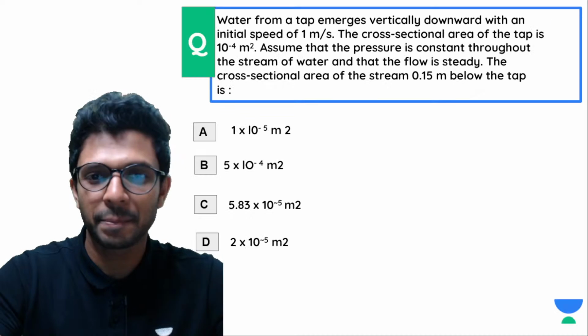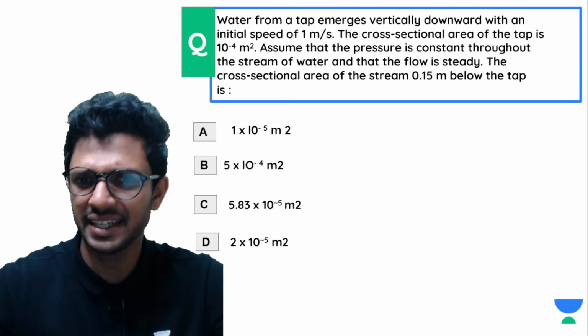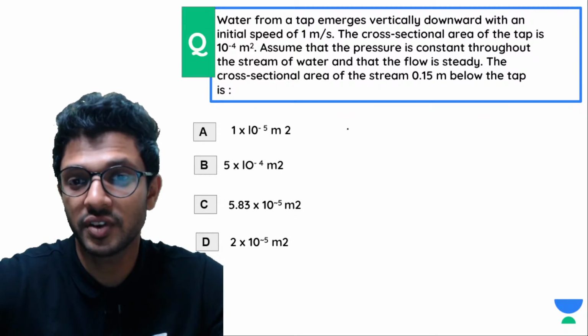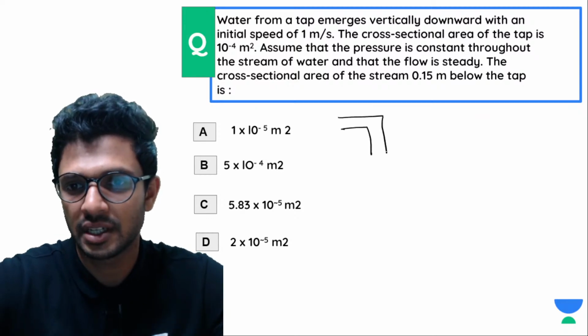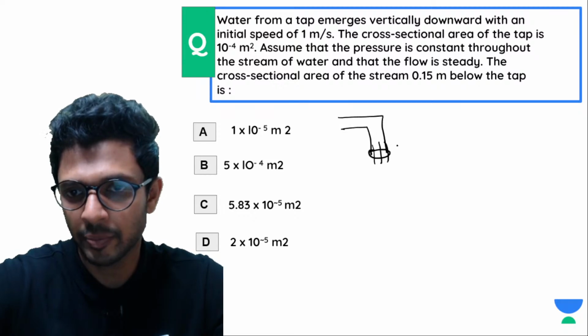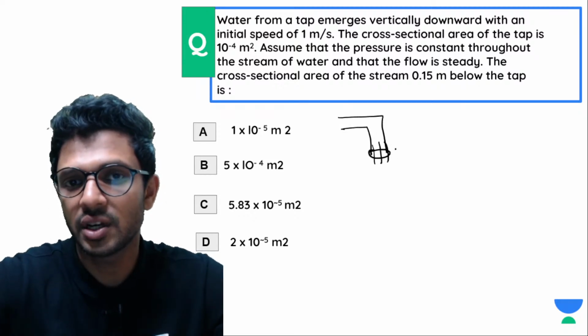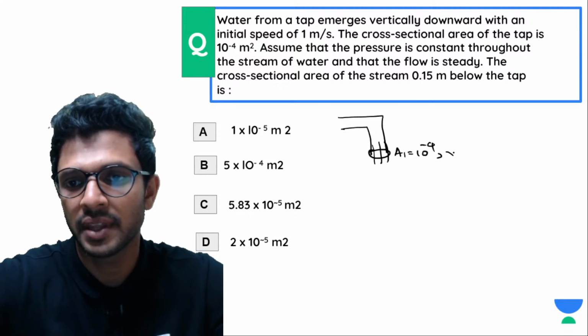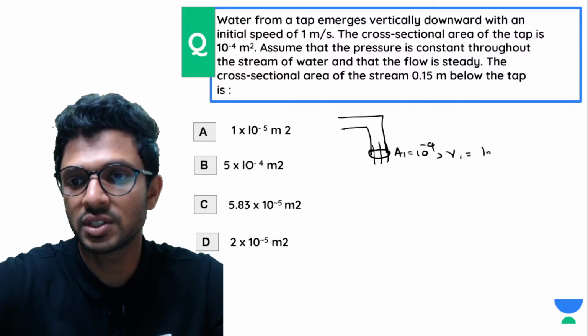ठीक है, करेगा ये क्वेश्चन? अरे ये तो छोटू क्वेश्चन है. We simply have to use the principle of equation of continuity. वही है. ठीक है, देख ले, ये हमारा टैप है. Water is flowing out from this particular tap, right? The area of the water flowing is given as 10 power minus 4 and the velocity with which it flows is 1 meter per second.